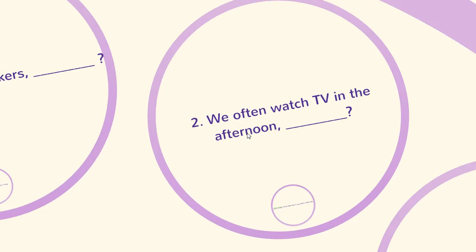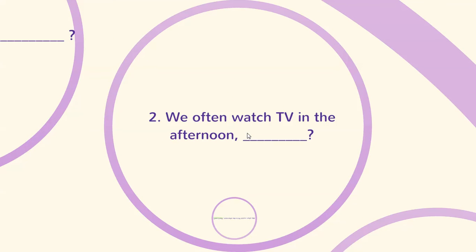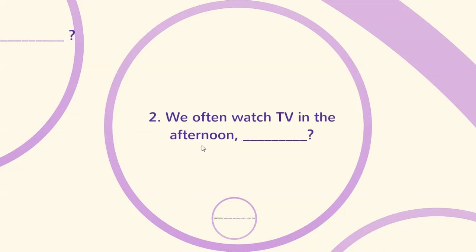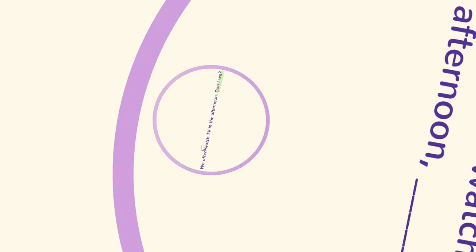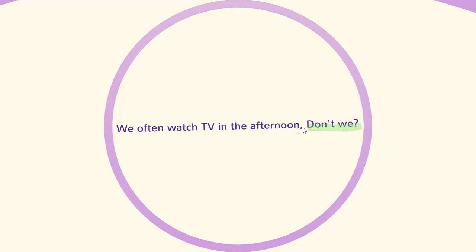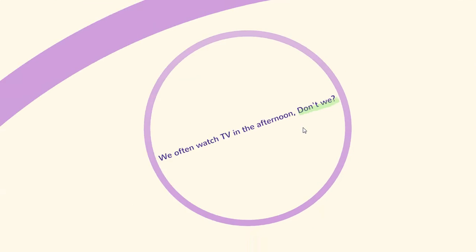Second example. We often watch TV in the afternoon. Try to think of the answer. We often watch TV in the afternoon, don't we? We use don't because we have the pronoun we. Look at the second example.